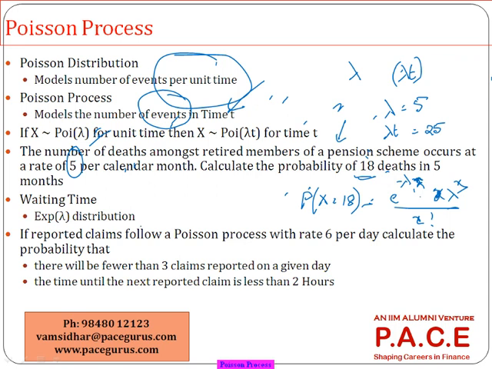And whenever we talk about the waiting time between two occurrences, we use the exponential distribution. When something is following a Poisson process or any Poisson distribution, the waiting time between the events we can model as an exponential distribution with that same lambda itself.